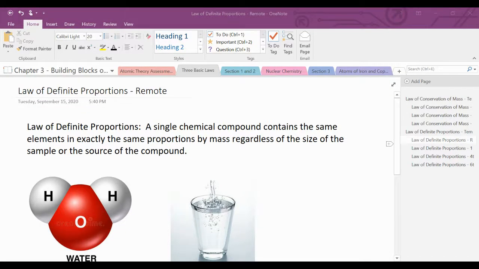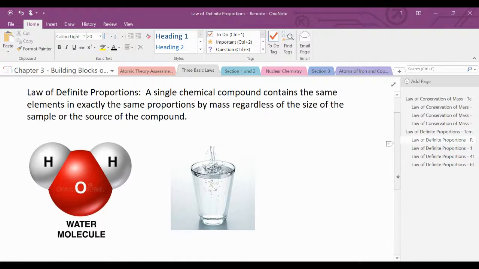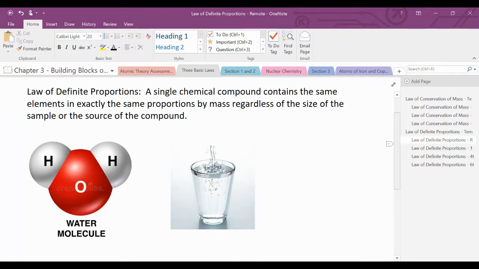Okay, so we're going to talk about our second of our three basic laws. So we are going to talk about the law of definite proportions. And so it says here that a single chemical compound. So the chemical compound I'm going to use in my example is going to be water. Okay. And it says it contains the same elements.